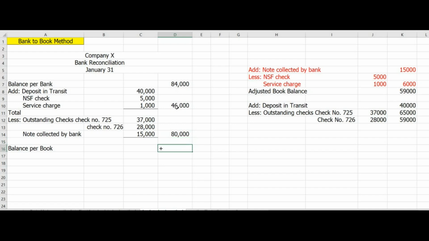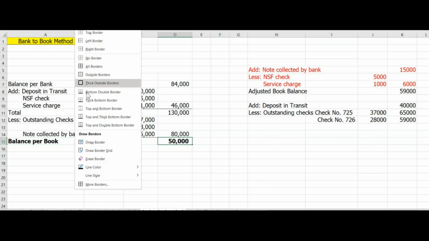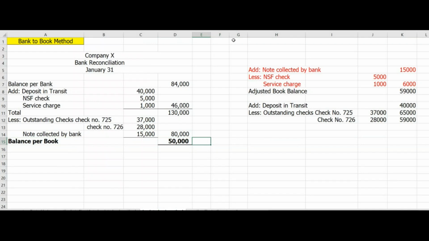Okay, so this is 84,000 plus 46,000. So, deduct lang natin ito. No? So, your balance per book is 50,000. Yan. So, that's how you prepare a bank-to-book method.